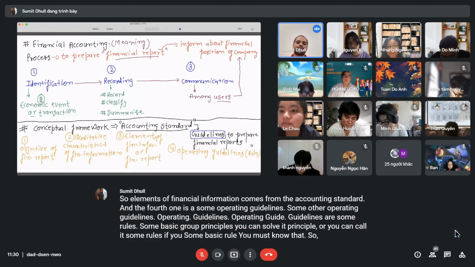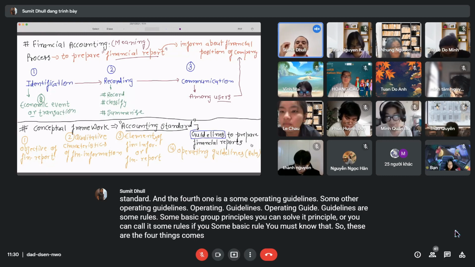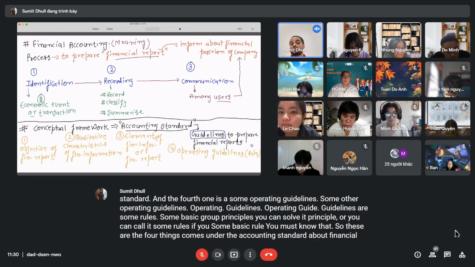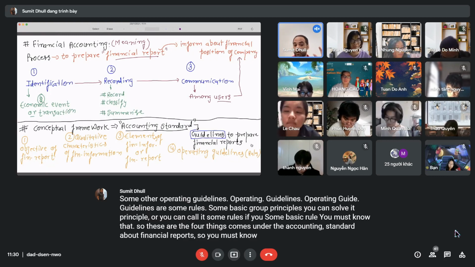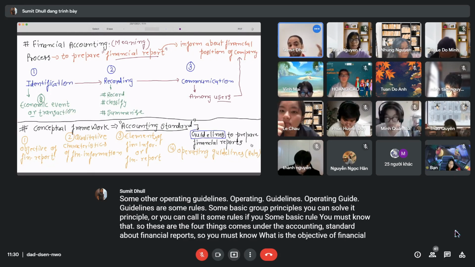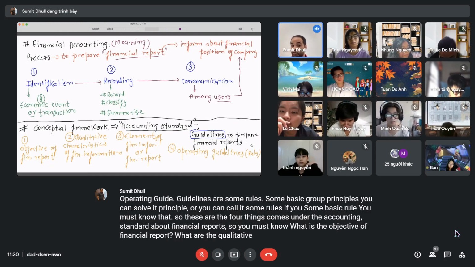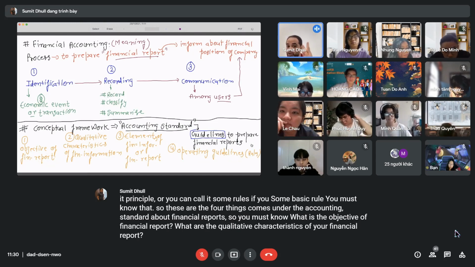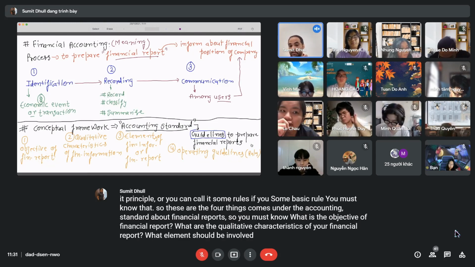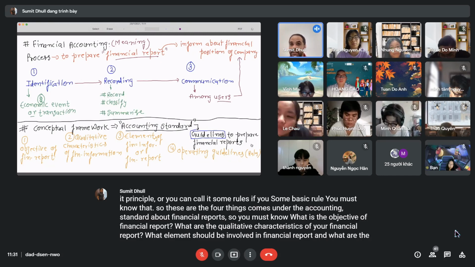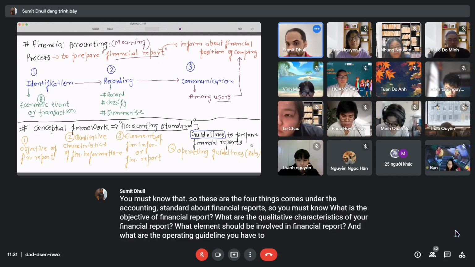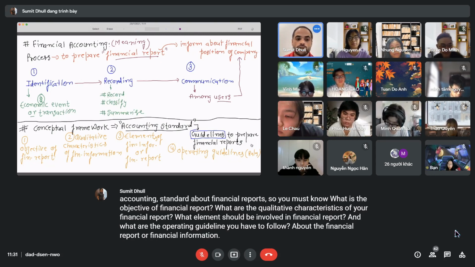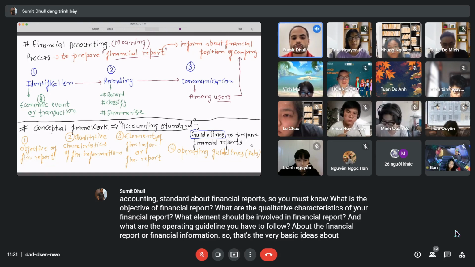So these are the 4 things that come under the accounting standard about financial report. You must know what is the objective of financial report, what are the qualitative characteristics of your financial report, what elements should be involved in financial report, and what are the operating guidelines you have to follow about the financial report or financial information. So that's the very basic idea about the conceptual framework.